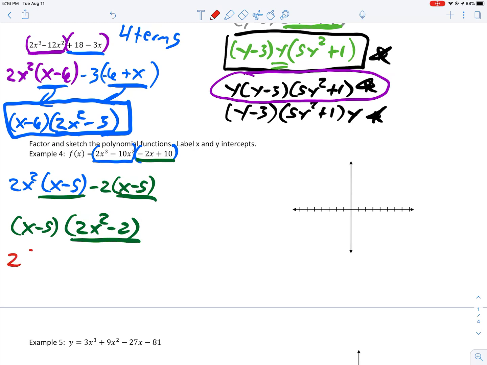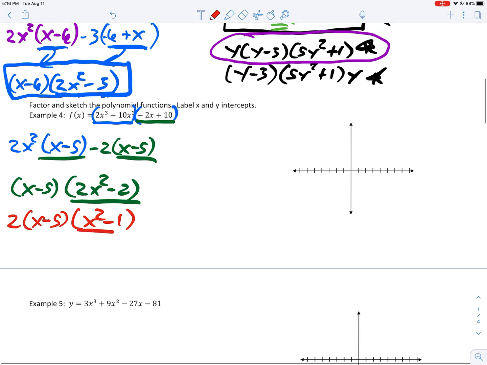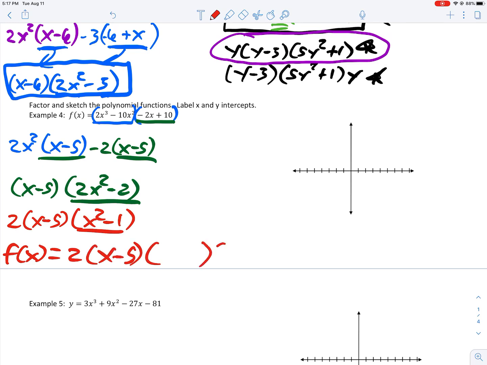So I'm going to factor out that 2. I want to put it out here in front. Don't freak out. It's okay. Multiplication is commutative, so I can put that 2 out in front. Oh, look at that. That's a difference of squares. So this would be 2 times x minus 5. Then you have x plus 1, x minus 1. So now the part here in red is fully factored.